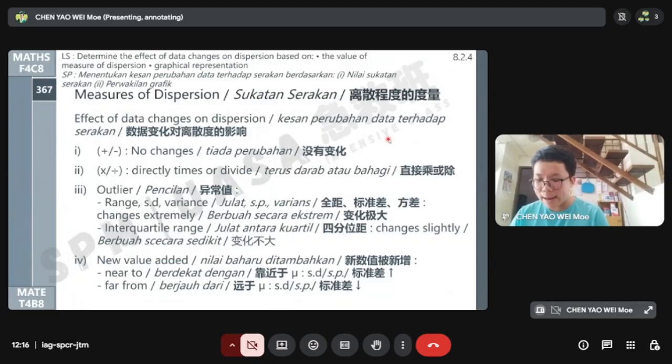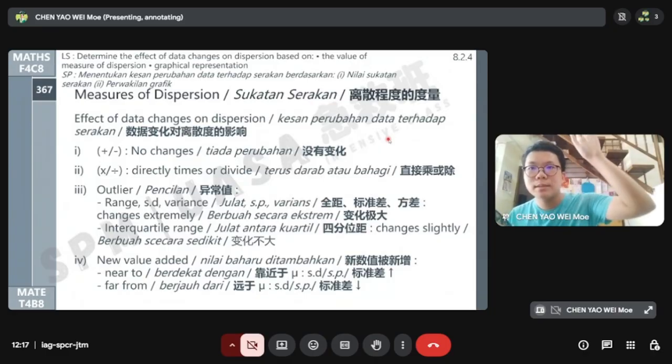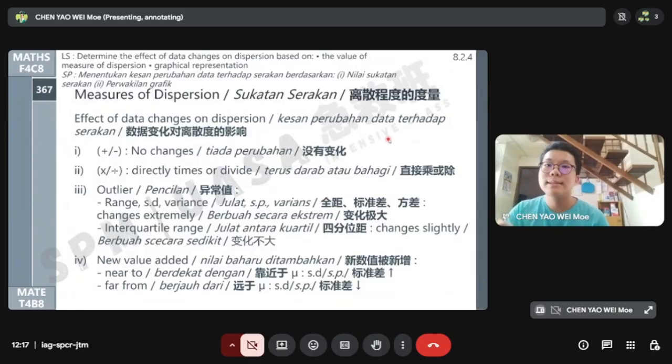If I add another value, I add number 10: 4, 5, 6, 7, 8, 9, 10. So what will happen? If the number that I put is near to the mean, my standard deviation will go down. If far from the mean, the standard deviation will go up. It's not about bigger or smaller, it's about near and far. That is for when a real value is added, but it's not an extreme value.